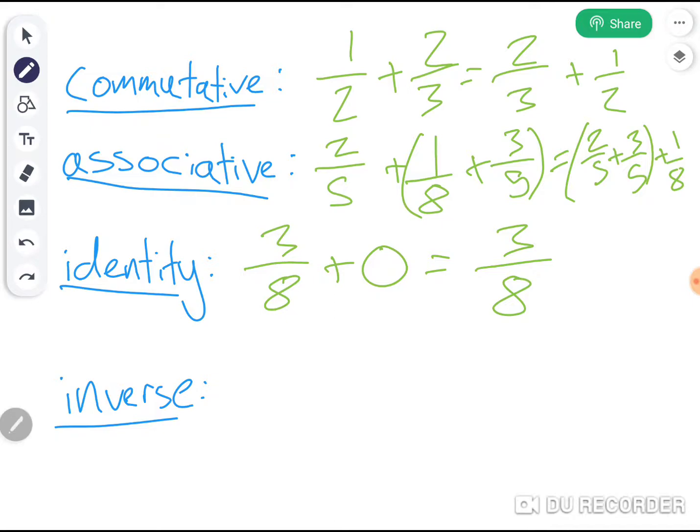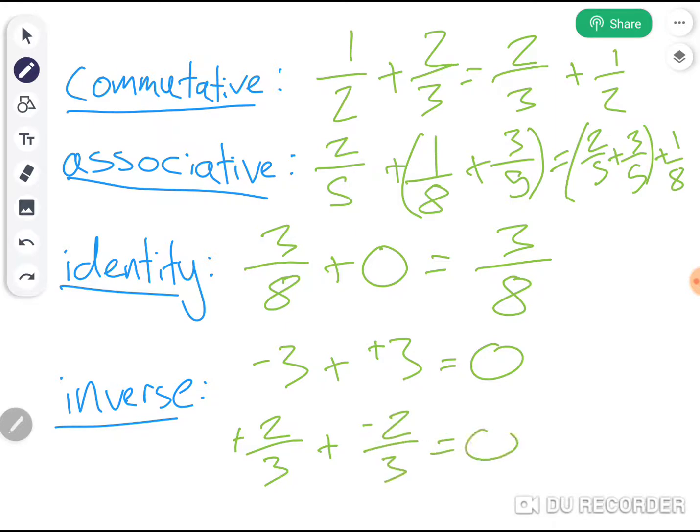Then finally, our inverse property of addition, as we're using our rational numbers, as we're using integers, right? -3, the opposite of that would be +3. So if we add -3 and +3, we're going to get 0. Likewise, if we add positive 2/3 with -2/3, the answer will again be 0.